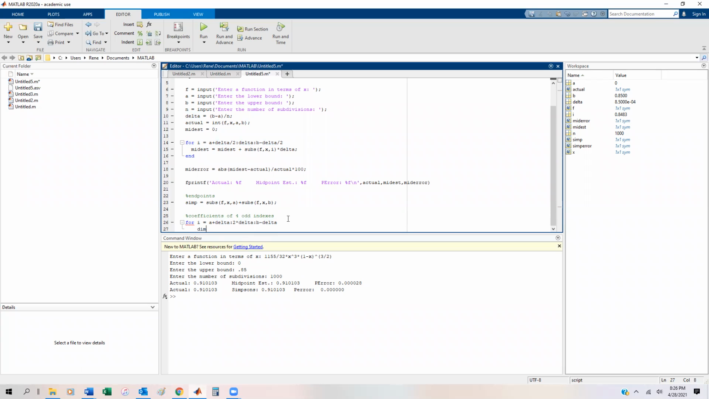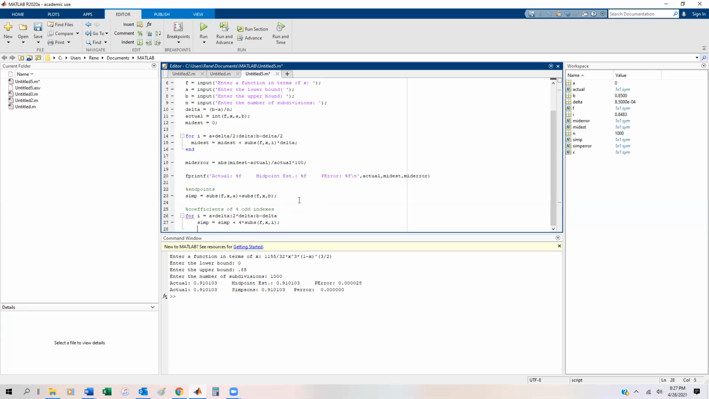And we're going to say simp is going to be equal to the Simpson's that was previous plus 4 times subs of f comma x comma i. And what's that going to do? That's going to say every other index that's odd, we're going to multiply it by 4. And then we're going to end this.